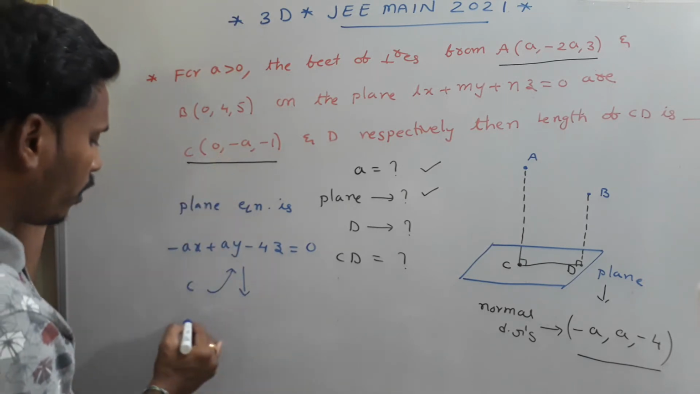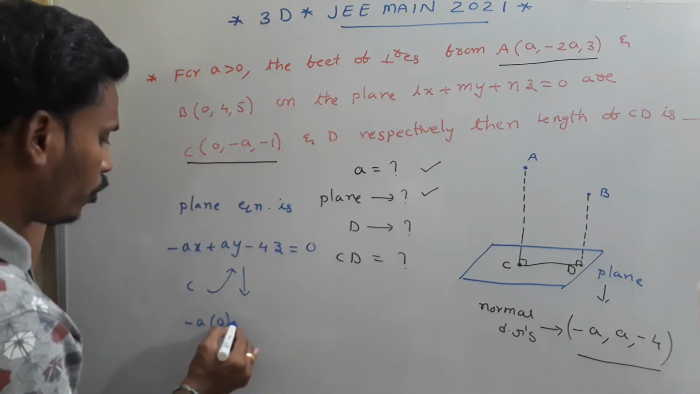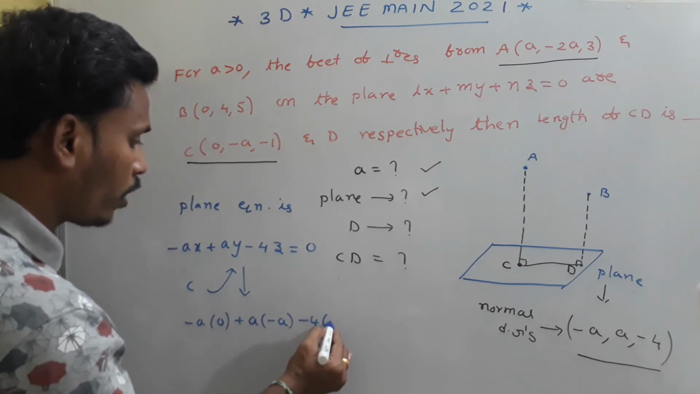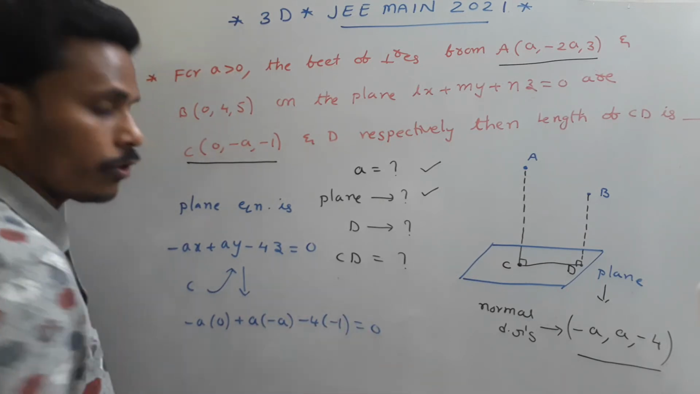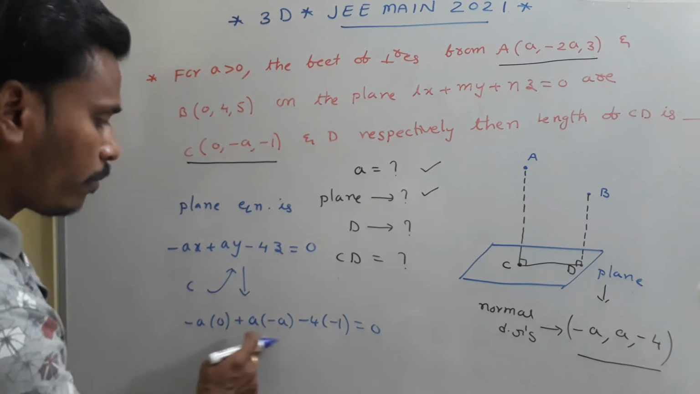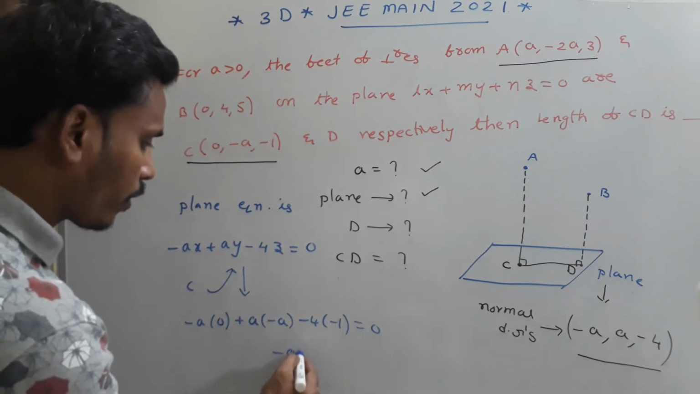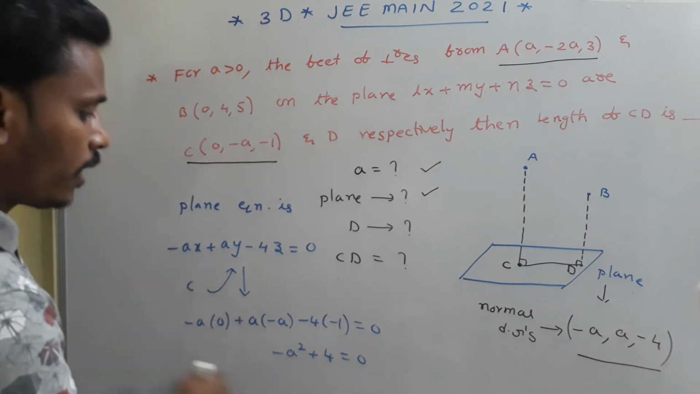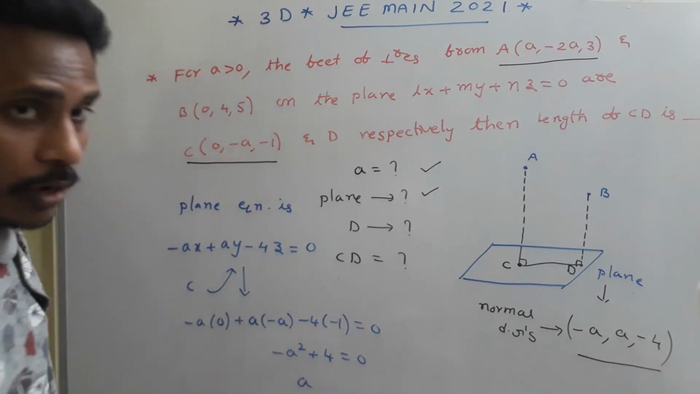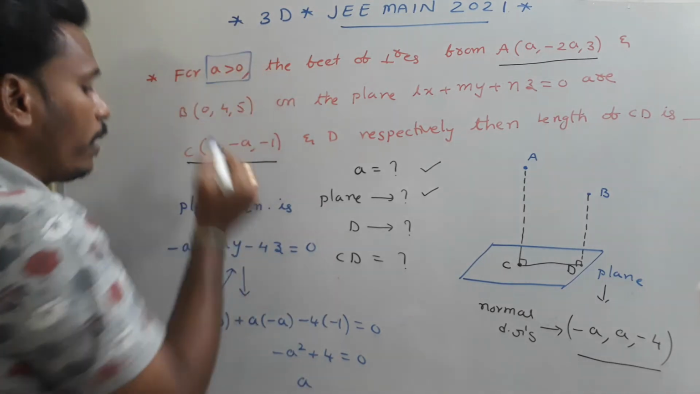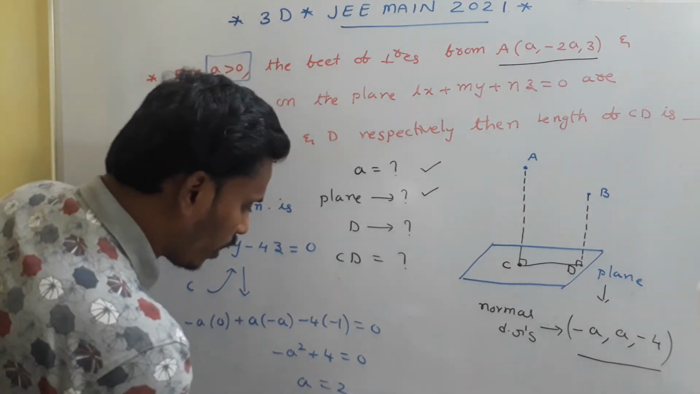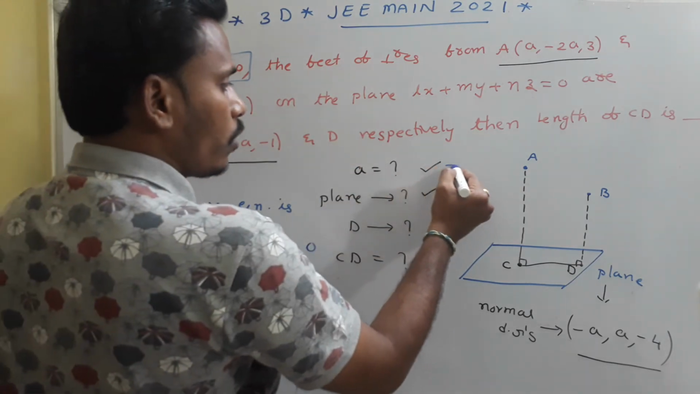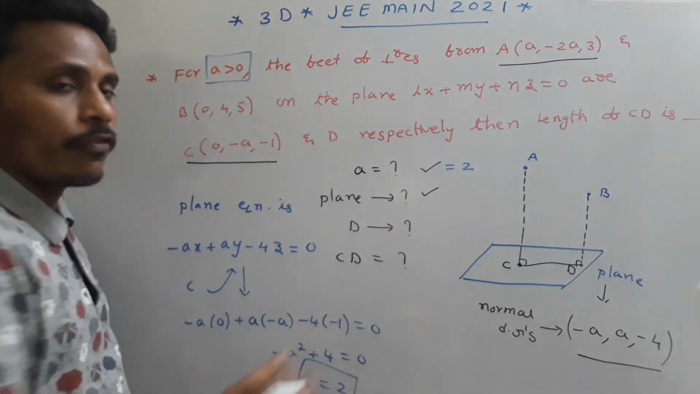Substitute the point c: minus a into 0 plus a into minus a minus 4 into minus 1 is equals to 0. And this is 0 minus a square plus 4 is equals to 0. And a is equals to plus or minus 2, but a greater than 0 is mentioned, so we need to take a is equals to 2. So we found the a value which is equals to 2, and the plane equation is also found.